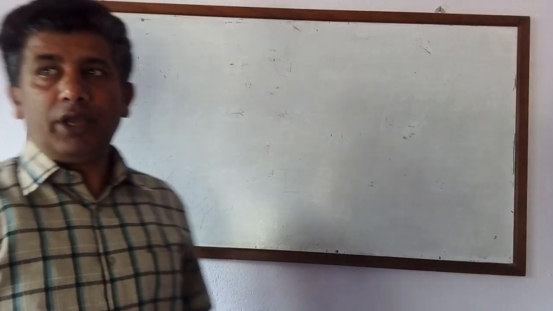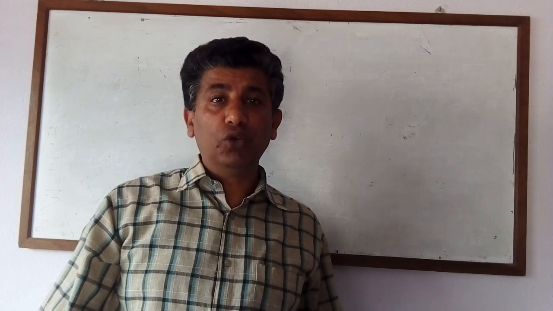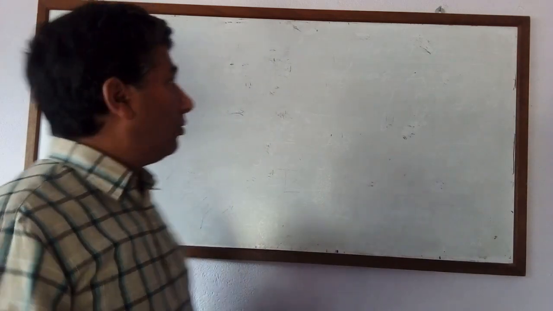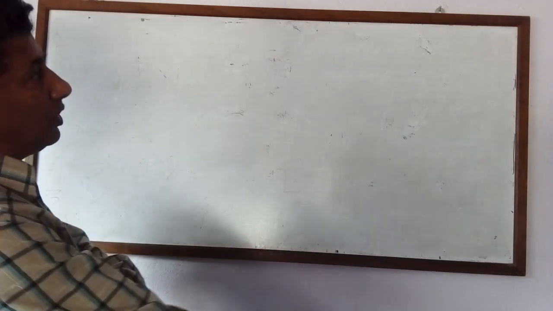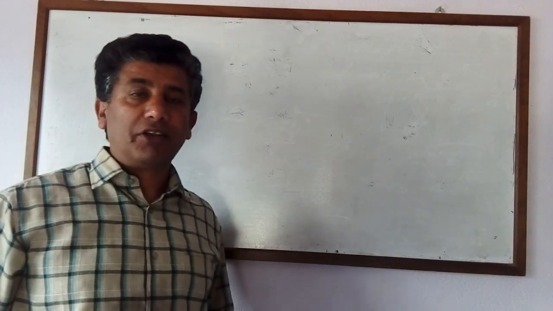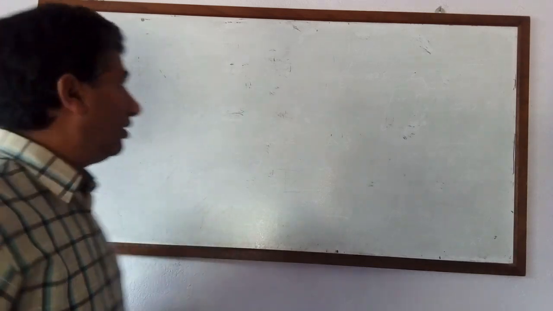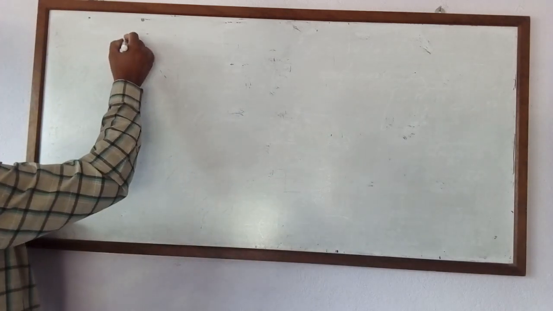Now, today I have brought a new chapter, that is Pythagoras theorem. Today I'll explain Pythagoras theorem and its proof as well as its use also. Now, before Pythagoras theorem, first of all I'll explain about the right angle triangle, because this Pythagoras theorem is related with a right angle triangle.